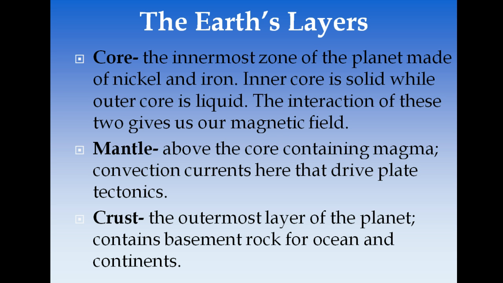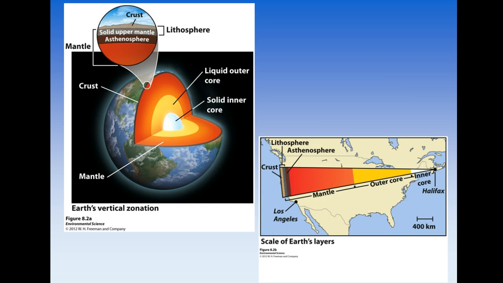It's also believed that the interaction between the two cores is what gives us our magnetic field, and that protects us from the sun's harmful rays. The mantle is the next level. It is more of a spongy material, as the rock is neither solid nor liquid, but just really soft rock. It is the convection currents within the mantle that drive plate tectonics, which drives the plates apart or together. The crust is the thinnest layer, like the crust on a piece of bread. It has all the basement rock for our oceans and our continents.